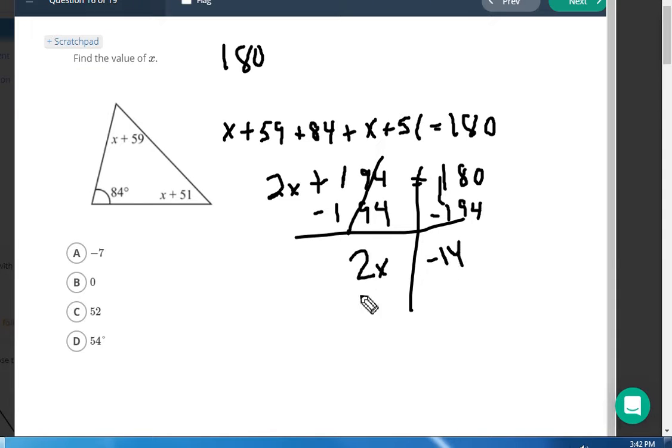Don't be scared of a negative 14. It's not going to really cause too many problems. We need to divide by 2, and we need to divide by 2, and it's going to leave us with x equals negative 7. Okay, that was a tough problem, probably a little bit more advanced. If you're not fully understanding that one, it's okay. Probably one of our harder questions we're going to see.